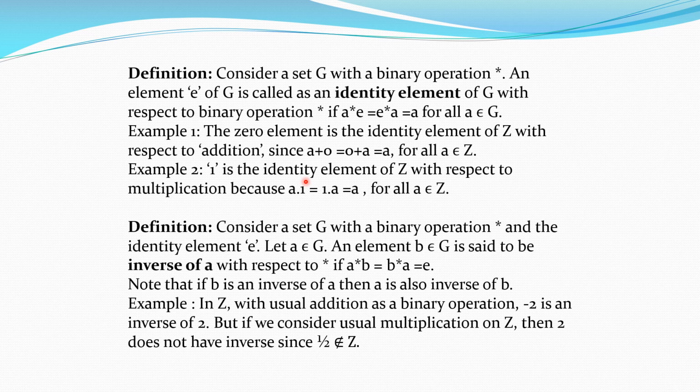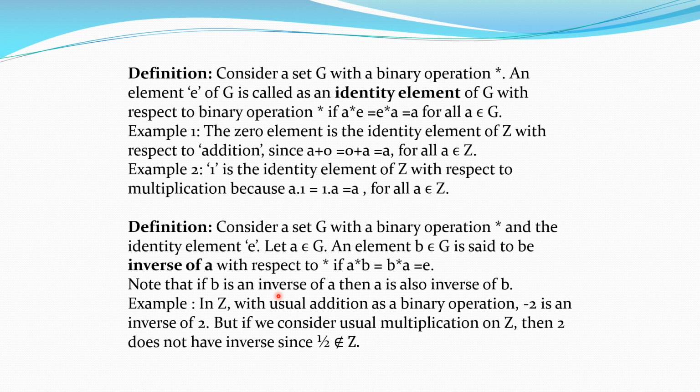Now, after getting identity, we can define the inverse of element A. Consider a set G with a binary operation star and identity element E. A is an element of G. An element B in G is said to be inverse of A with respect to star if A star B equal to B star A is equal to E. So to define inverse of some element A, we must have E as an identity element of G. So if E is identity element of G, then B is inverse of A with respect to star if A star B equal to B star A equal to E. So either solving A star B equal to identity or B star A equal to identity, we get B as inverse of A. Now note that if B is an inverse of A, then obviously A is an inverse of B.